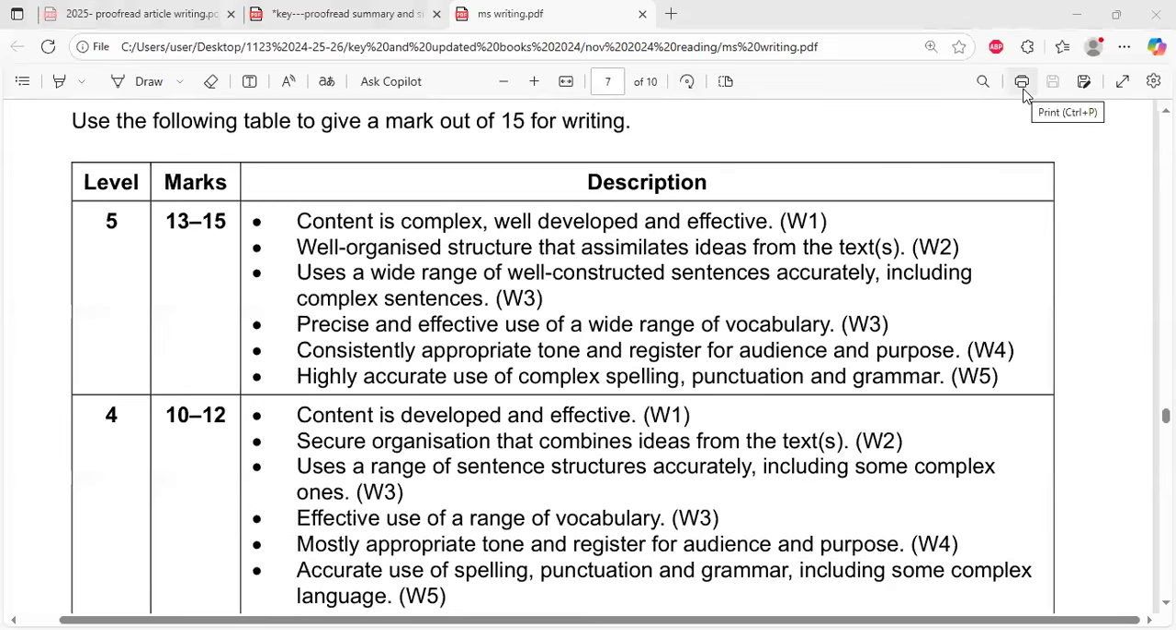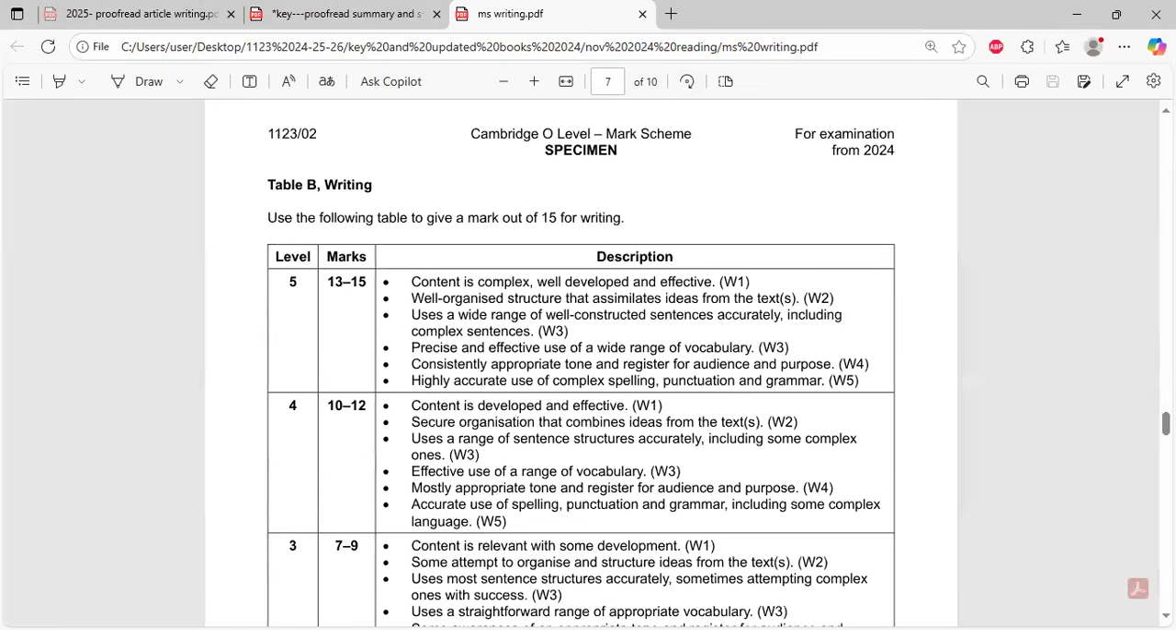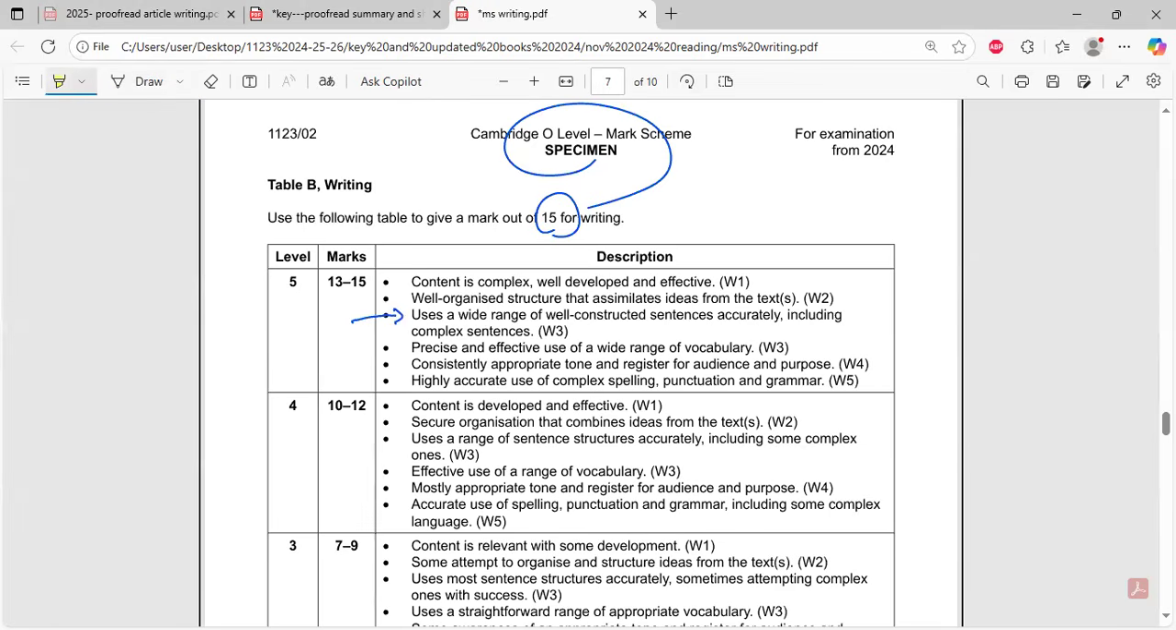Okay, right in front of you, I have displayed a marking scheme. Look at how the examiner gives you marks. So this is a specimen marking scheme. And it is clearly mentioned that you get 15 marks for your writing, where the examiner says in point number 3, I'm highlighting it for your reading, that the student is able to use a wide range of well-constructed sentences, including complex sentences. It is clearly mentioned that your writing should have complex sentences. Yes, this is the marking scheme for the writing paper.